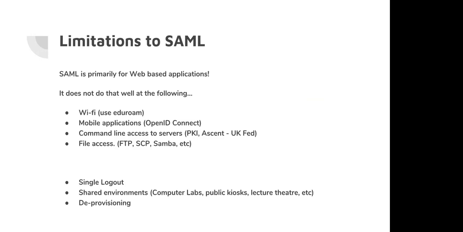Command line access. SSHing into your servers to do command line stuff is also very difficult to do in SAML. PKI tends to be the easiest way to do it, but there is also a service that the UK Federation run called Ascent, and that is specifically designed to allow for non-web-based services such as access by SSH to your servers, using your federation to do the authentication.